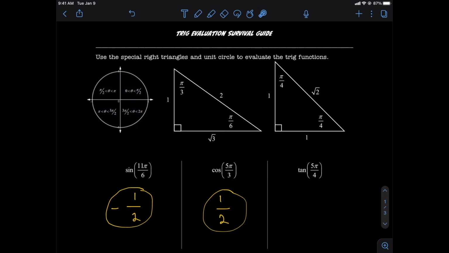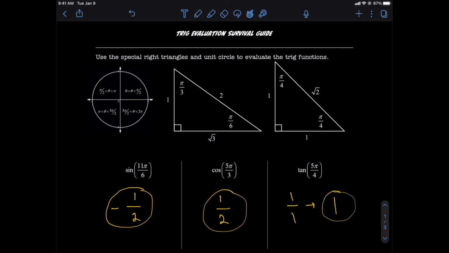Our last example problem is tangent of 5 pi over 4. Note the denominator is 4 here, so we'll be using our pi over 4 triangle. We have 2 pi over 4s here, so we can use either one. We'll pick the bottom right just for consistency. Tangent is opposite 1 over adjacent 1, which gives us a ratio of 1 over 1, or just 1. Finally, we need to know if we need positive or negative 1. 5/4 is the same as 1 1/4, which puts us in quadrant 3 between 1 and 1 1/2. Since we're dealing with tangent and tangent is positive in the third quadrant, our final answer is simply 1.